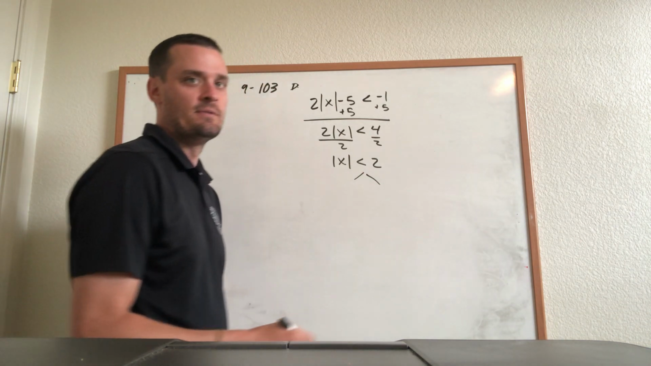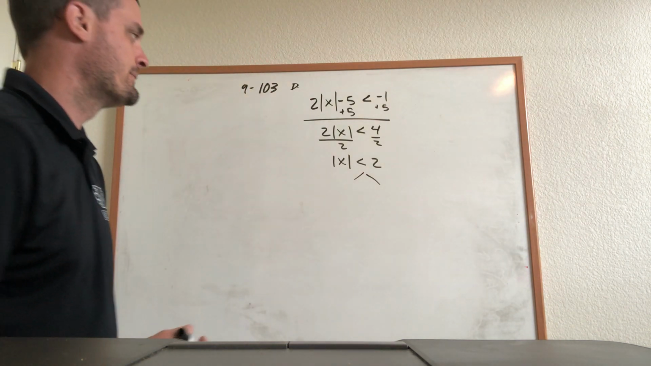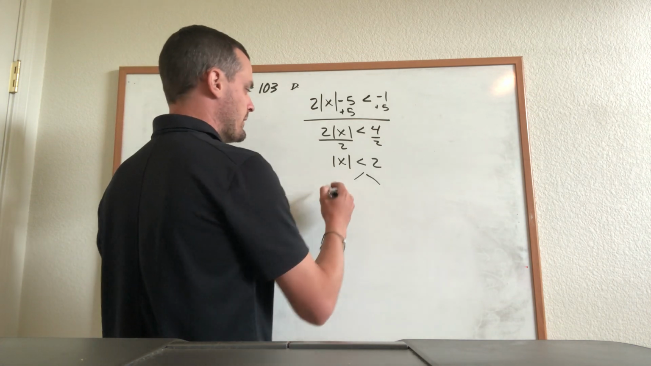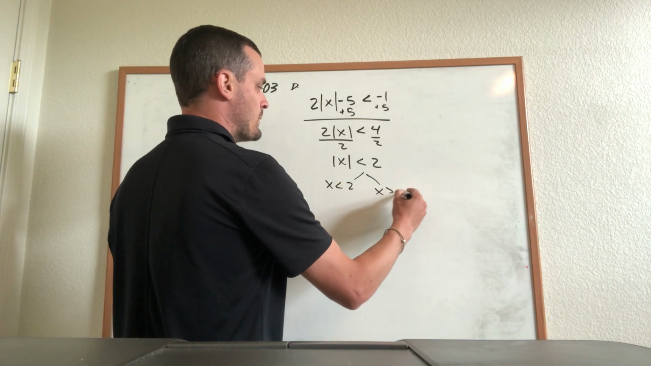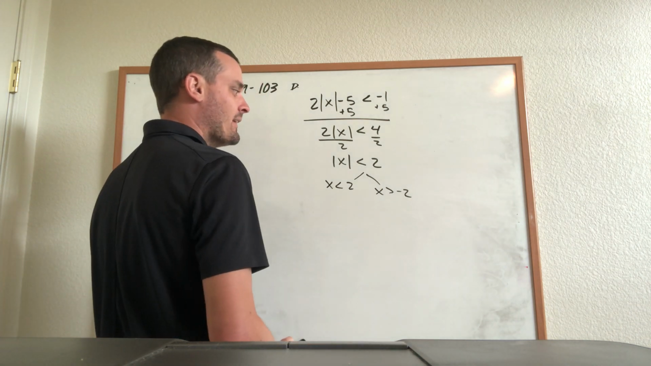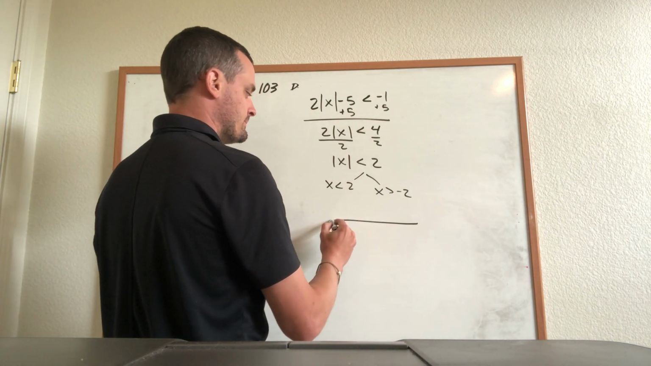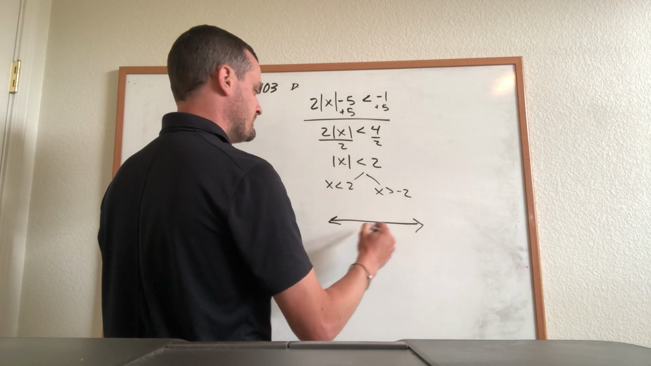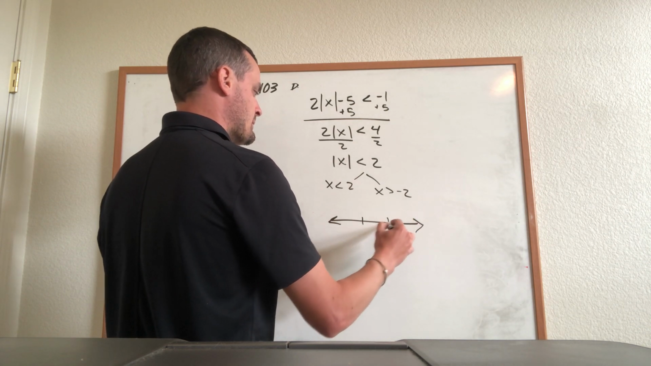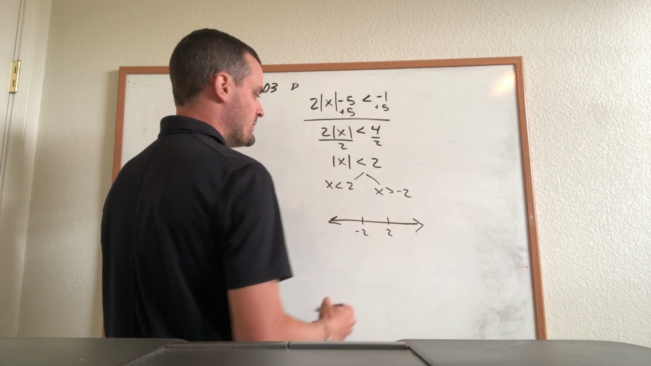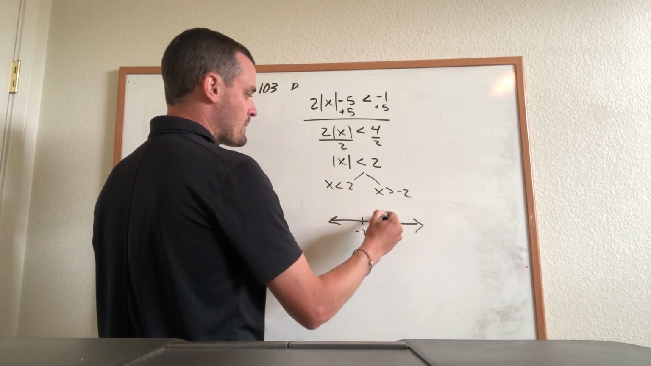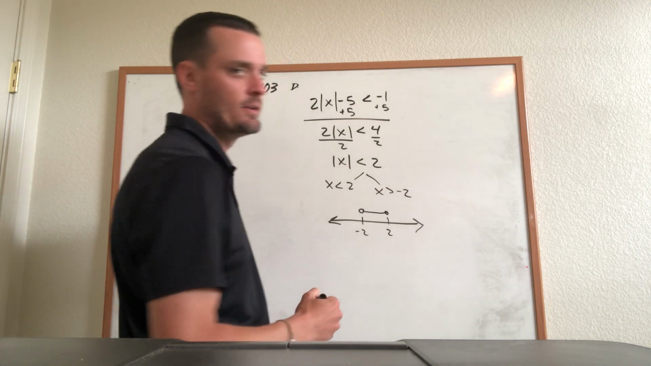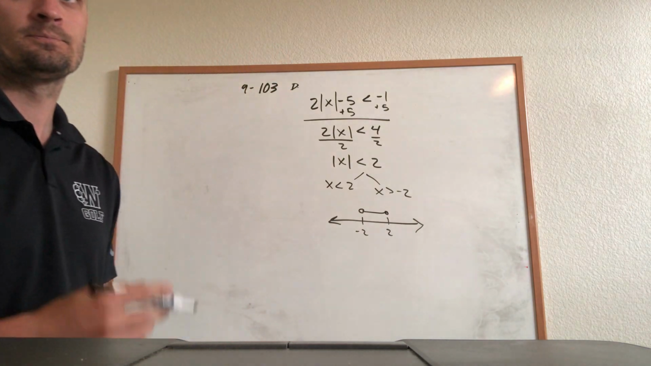So now that we got the absolute value on a side by itself, write our two different inequalities. First one we leave the same. Second one we flip the sign and we make that negative. We have negative 2 here, positive 2 here. We want to be less than 2 but greater than negative 2. So it's going to be in the middle there.